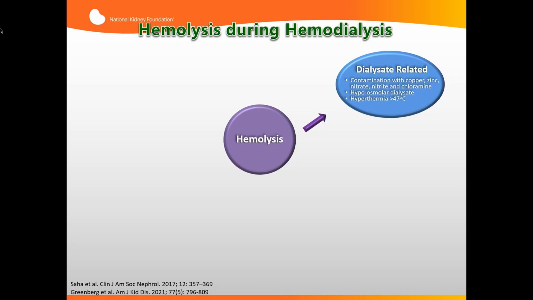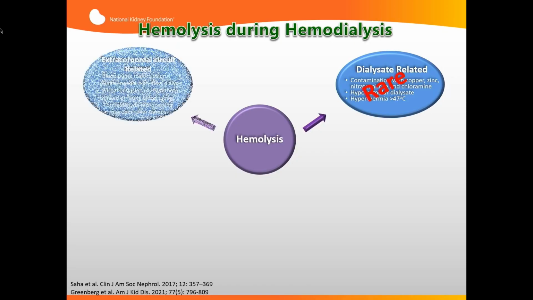And finally, hyperthermia has to be in excess of 47 degrees, which again doesn't occur because most dialysis machines have a fail-safe where it alarms if your temperature goes above 39. So thankfully, not common these days. So at least the dialysate-related cause is not common. The one that can occur is the extracorporeal circuit related. So this is due to, say, blood pump malocclusion. Nobody much uses this, but single needle high flow dialysis, partial occlusion of the hemodialysis catheter, kinked or faulty blood tubing, and improper roller clamps.